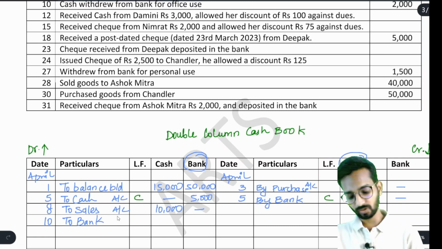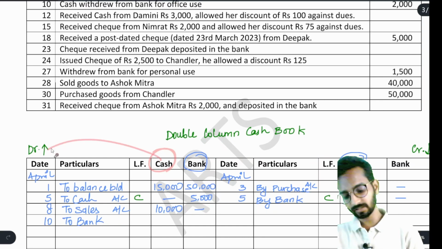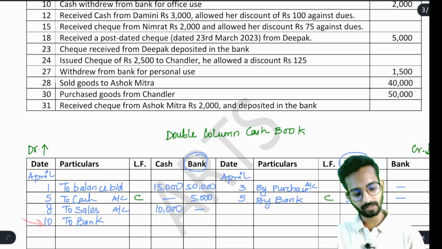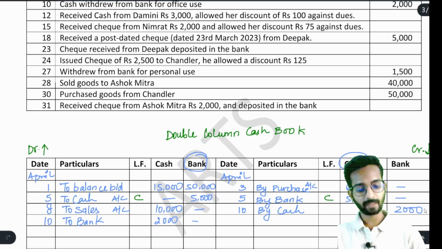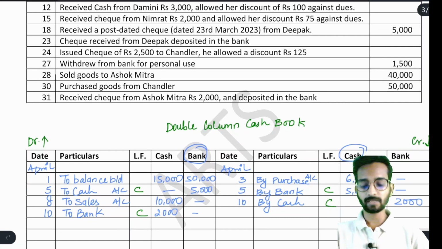In the contra entry this time we will be writing on 10th April to bank. Why? Because my cash balance is increasing. So debit from bank how much? 2,000 rupees. And here on 10th April by cash, and you will be writing the amount in bank column 2,000. Why? Because my bank account balance is reducing. Do not forget to mention C. C means contra entry.